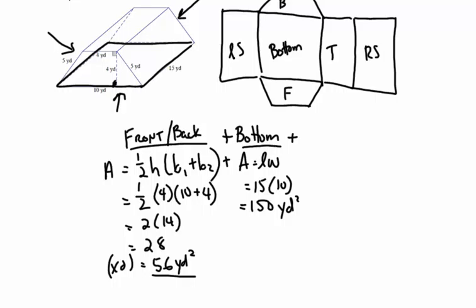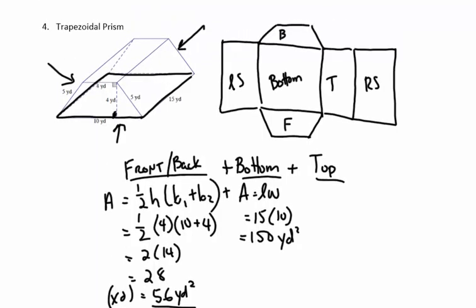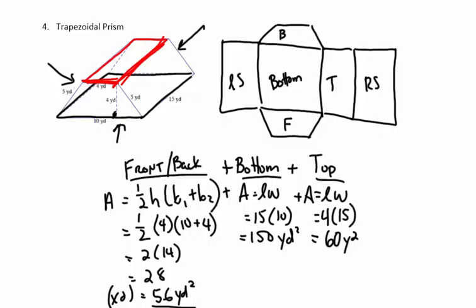The top is right here. So it's 4 across and 15 long. And it's a rectangle. So 4 by 15. That's 60 yards squared.